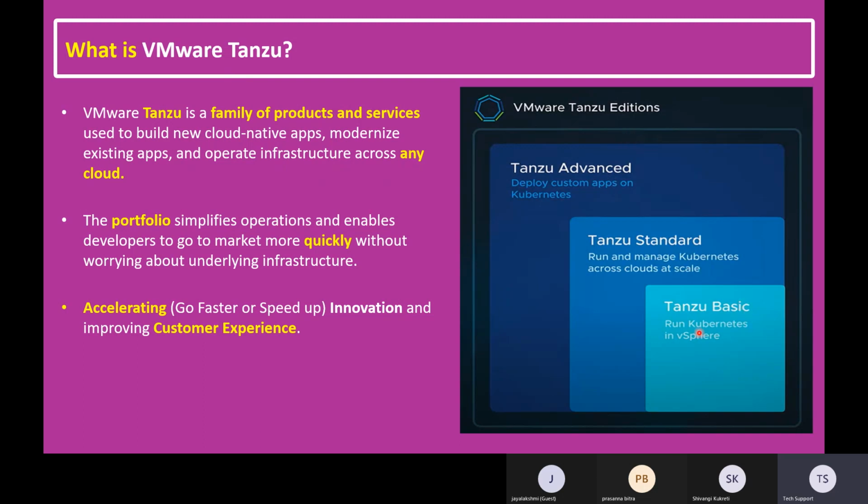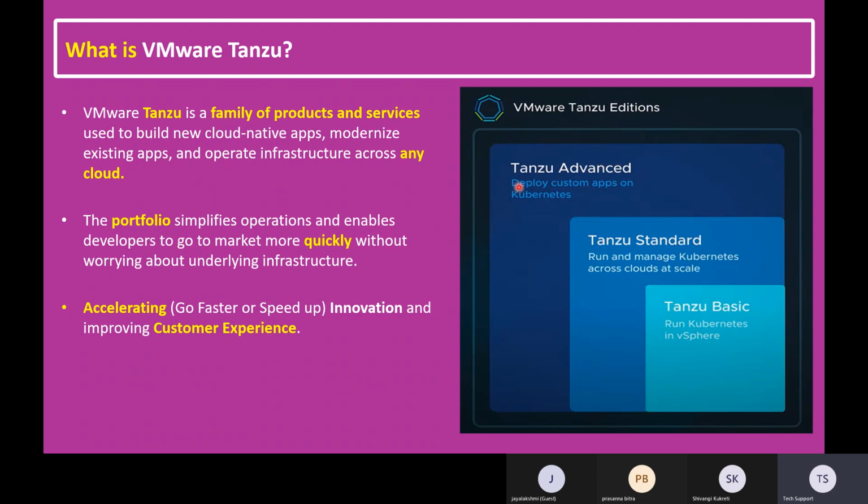Tanzu Basic is mainly for running Kubernetes in vSphere. That means this product is mainly to run on a vSphere environment. And if I'm using a Tanzu Standard license, it is to run and manage Kubernetes across clouds at scale. That means for large environments, we normally prefer a Standard license. If you still need some more additional features, like our vSphere Enterprise Plus features, in that scenario you go for the Tanzu Advanced edition.